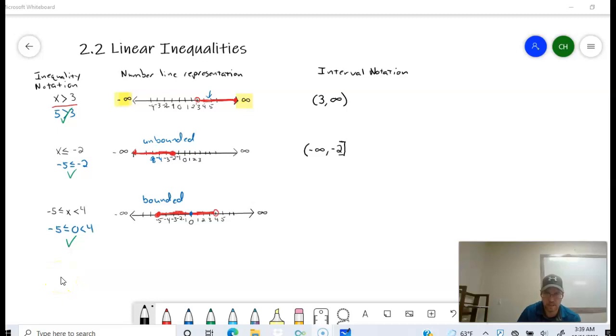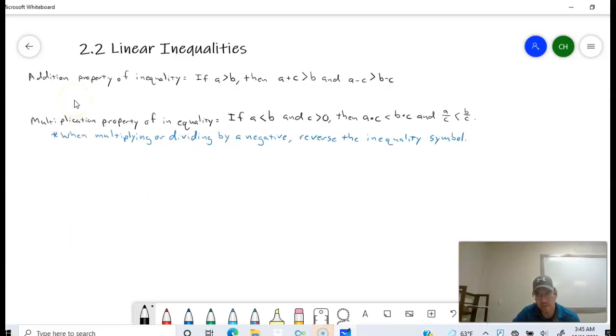And on this last one, on the bounded one, we always go from left to right. You'll notice I started at 3 and I went to positive infinity. I see that it goes from negative infinity to negative 2. We always go from left to right. So my starting point is negative 5 and it includes negative 5, so I'm doing a bracket. The other end is at 4 and it doesn't include it, so I'm doing parentheses.